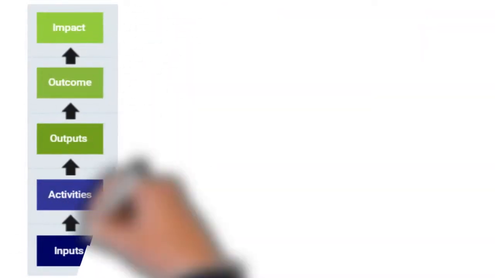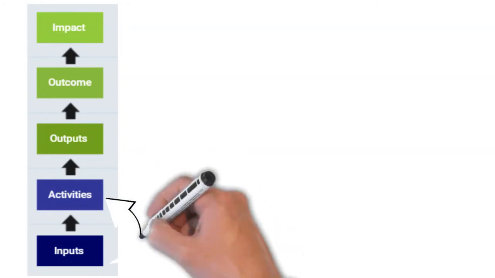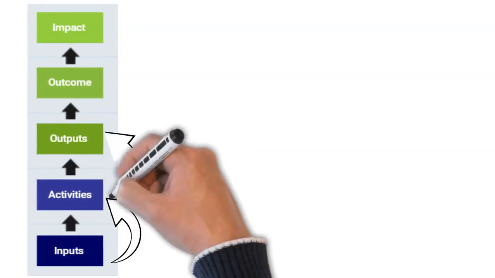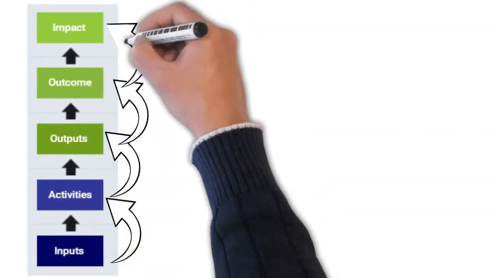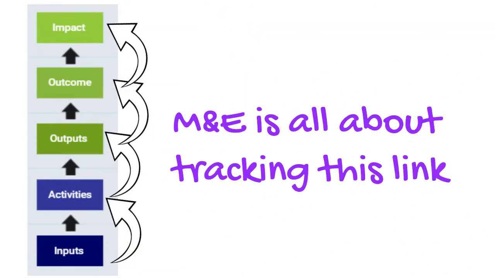Now that we know the key terms used in monitoring and evaluation, we should understand that they are all linked through a causal chain, where each will lead the others to happen. And that is the essence of monitoring and evaluation.